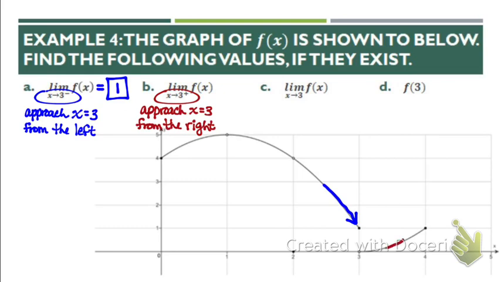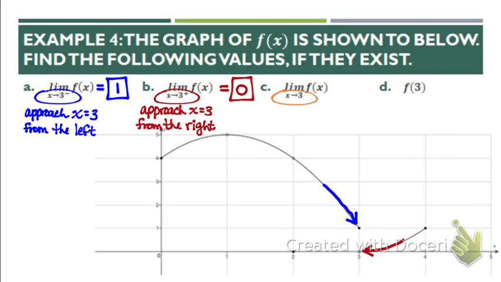What is the output? What is the y value that I'm getting closer and closer to as I approach x equals 3 from the right? I'm approaching 0. We don't ever actually get there, but we're getting closer and closer and closer to a y value of 0 there.